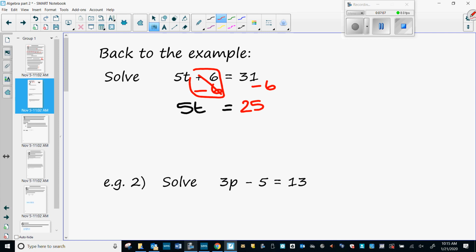So what's the opposite of multiplying? Dividing. So often in algebra we show that with the division line like this. Remember, we're going to do the same thing to both sides. We cross out our 5s because they are the same top and bottom. So that leaves us with just a t here. And we're going to work out what 25 divided by 5 is.